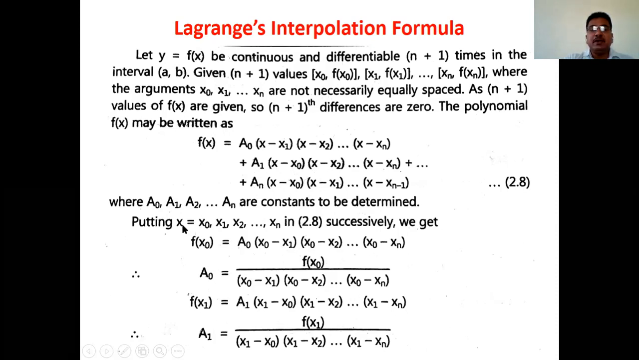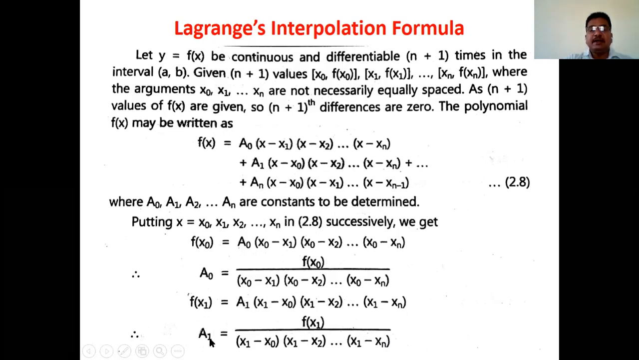Similarly, substitute x equal to x1 in this. So what is f(x1)? The LHS f(x1) is equal to a0 times a coefficient that is 0, because x1 − x1 is 0; the value of this bracket is 0. What is the coefficient of a1? It is (x1 − x0)(x1 − x2)...(x1 − xn). And the coefficient of the next term a2 is again 0. The coefficient of an is 0 because this bracket is 0. So the coefficients of all the remaining terms are 0, and therefore we have this. And from this, a1 is f(x1) divided by all these brackets: (x1 − x0)(x1 − x2)...(x1 − xn).